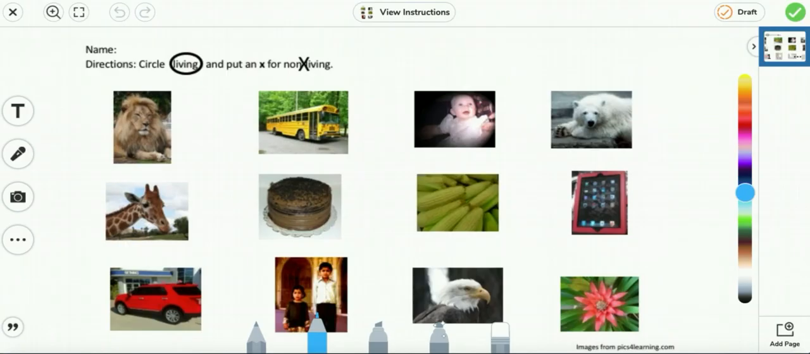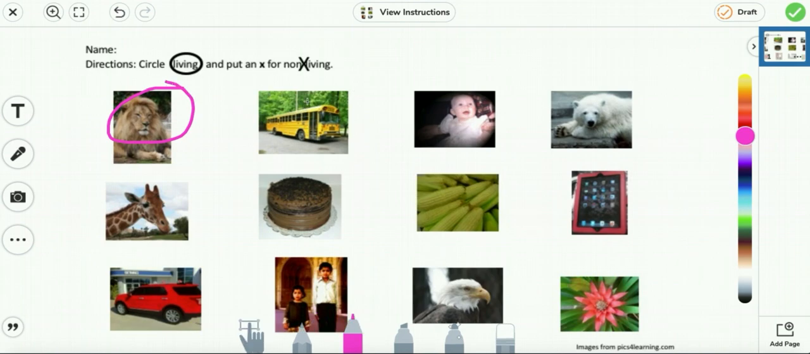Next, we're going to go ahead and move on to science. So for science, we are learning about living and non-living things. We're going to circle the living and we're going to put an X on the non-living things. What is this? It's a lion. Is a lion a living or non-living thing? Living.